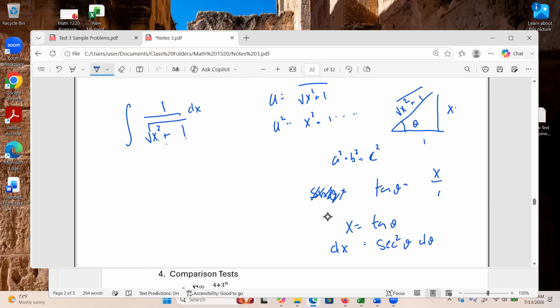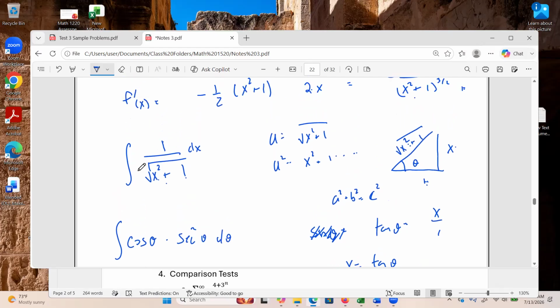All right, so here's what we're going to do here. 1 over x squared plus 1, over x squared plus 1. This is going to be adjacent over hypotenuse. That reminds me of a cosine. So we have the integral of the cosine. That's the 1 over x squared plus 1. And then my dx, of course, is secant squared theta d theta.